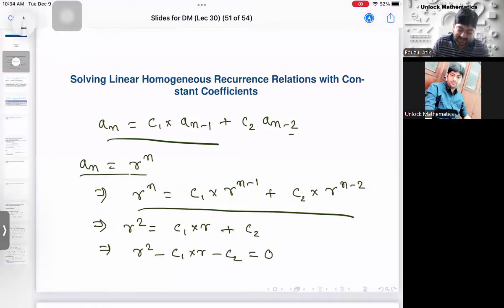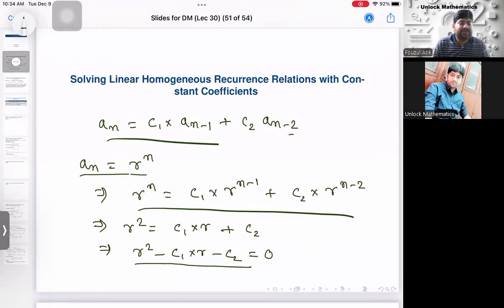And after simplifying this, I got a quadratic equation of r, a polynomial equation of r of degree 2. Why degree 2? Because the recurrence relation is of degree 2, therefore I got a quadratic polynomial equation of r. So if I can solve this one, I'll get that a_n equal to r^n is a solution. I'll get a solution of it.